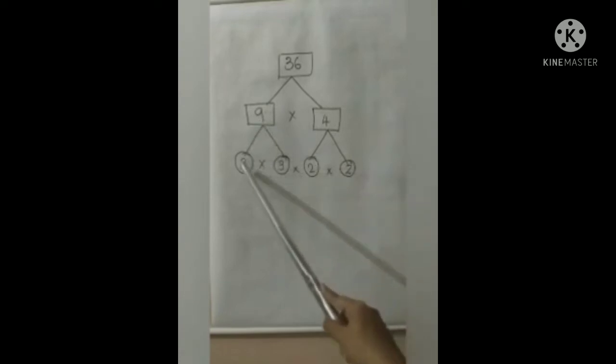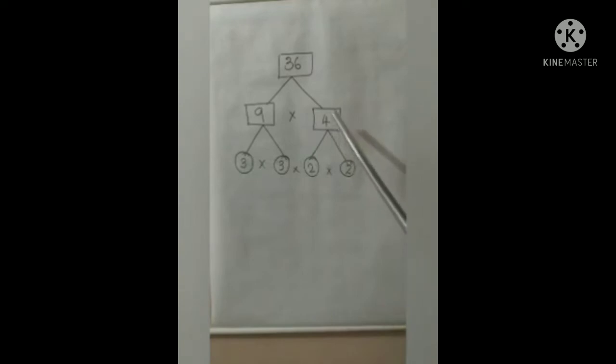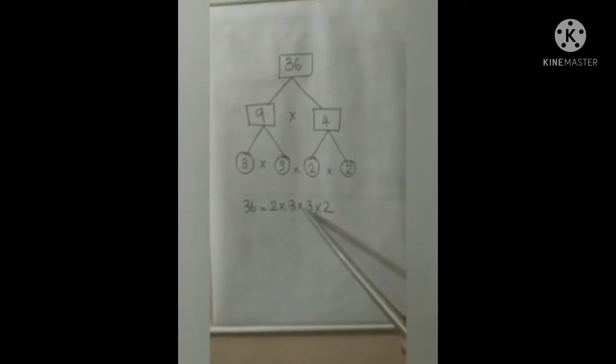So this 9 we are factorizing as 3 into 3, and 4 we are factorizing as 2 into 2. Now do we need to factorize again? No. Why? Because in the last step we got all the numbers as prime. So the prime factorization of 36 is 3 into 3 into 2 into 2. Earlier we got 36 equal to 2 into 3 into 3 into 2. Now we got 3 into 3 into 2 into 2.